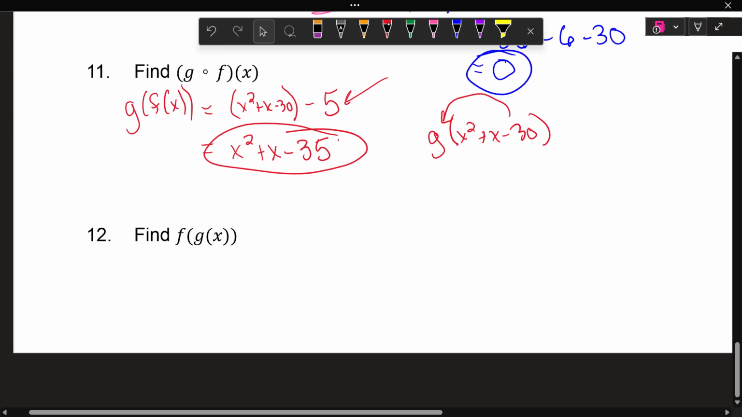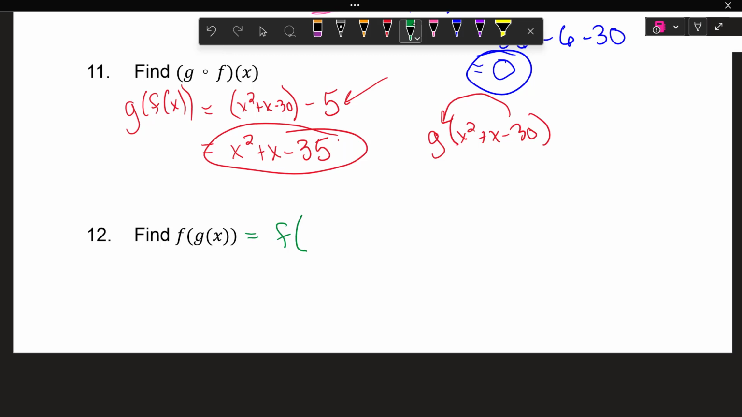And now we have the reverse. F of g of x, same thing as what we just did, written differently, but it's the same thing. So f of g of x. g of x is x minus 5. Now the f is our variable squared plus our variable minus 30. So now what are we substituting in? X minus 5.